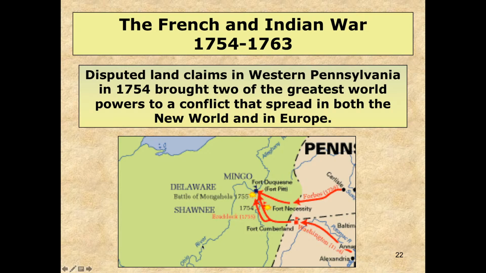We've got the Ohio River, we've got the Allegheny River, and we've got the Monongahela River. All three of them converge in this one spot, which, if we're thinking about the United States today, is modern day Pittsburgh, Pennsylvania.